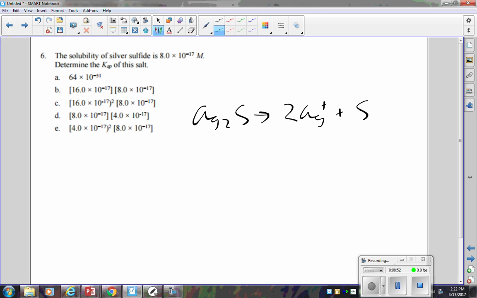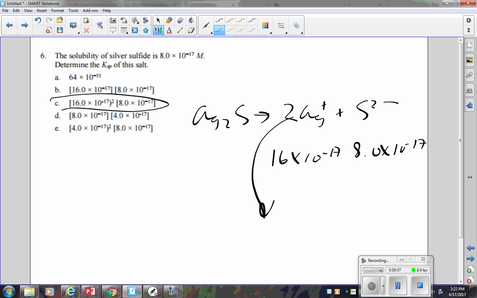If this is 8.0 times 10 to the negative 17th, this would be 16 times 10 to the negative 17th, because I'm just going to double it, and that's what they have there. And then when you put it in the expression, this is Ag squared. You drop it in, square that one, and you get C.